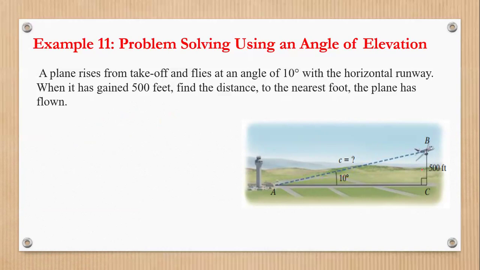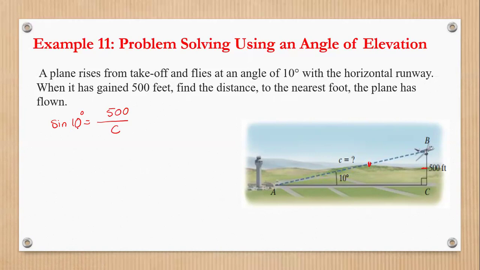If I want to use sine, sine needs the opposite and the hypotenuse. The opposite is given to us, the hypotenuse is what I want to find, which means sine is the best function here. So I'm going to use the sine function. The sine of 10 degrees is equal to the opposite over the hypotenuse.